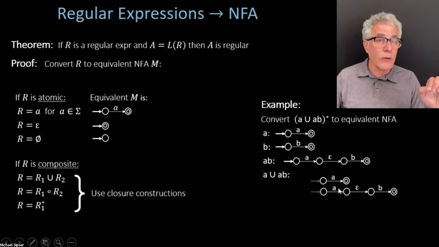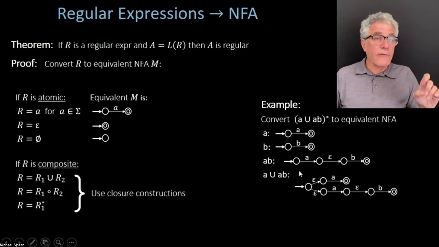And remember how that worked. We add a new start state, which branches to the original start states under empty transition. And now this is an NFA for this language, A union AB.